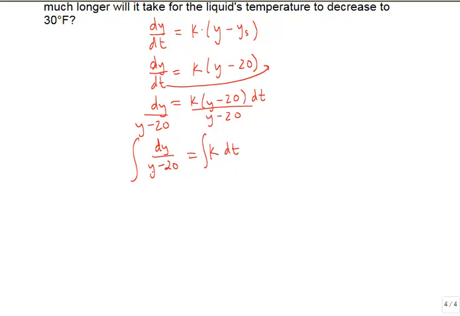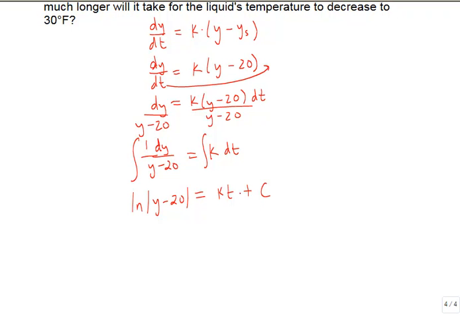So on the left side, we don't have just dy over y, we have dy over y minus 20. But if you think of that denominator as y minus 20, then stuff prime is just a 1, which we do have in that numerator. So this is stuff prime over stuff, which means this antiderivative is just an ln. It's going to be the ln of the absolute value of that denominator, y minus 20. And then this is going to equal the antiderivative of k, which will just be kt plus some constant c.